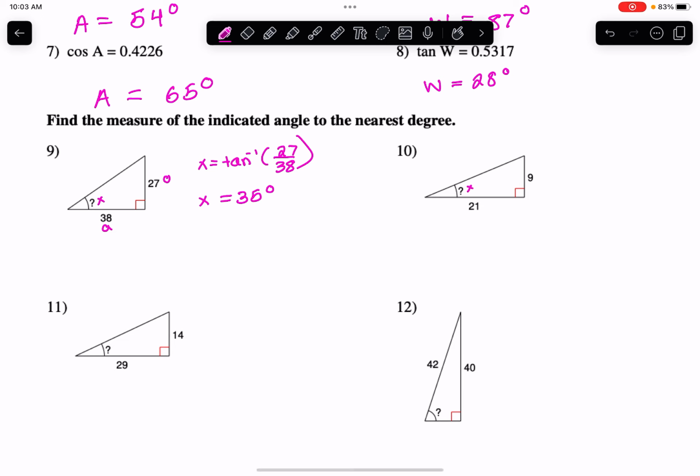For 10, 9 is opposite, 21 is adjacent. So again, we're going to use tangent. So the inverse tangent of the opposite over the adjacent. So we plug that right into your calculator. And you're going to get 23 degrees.